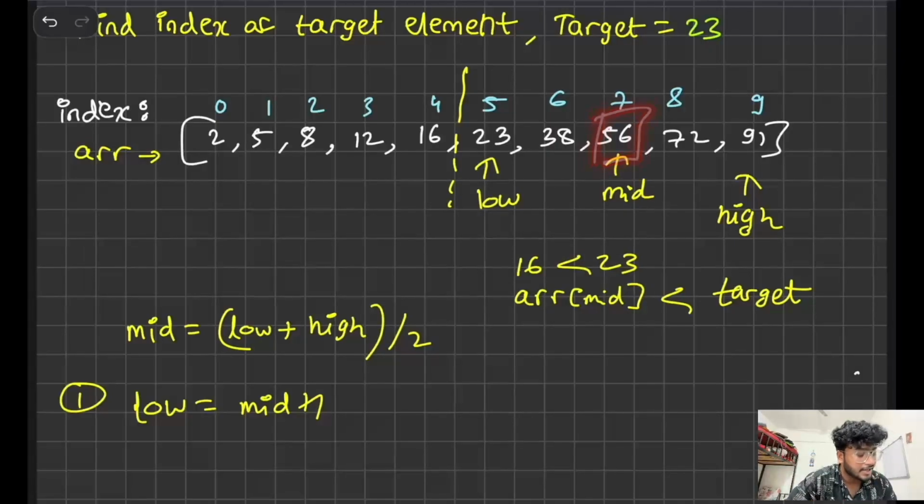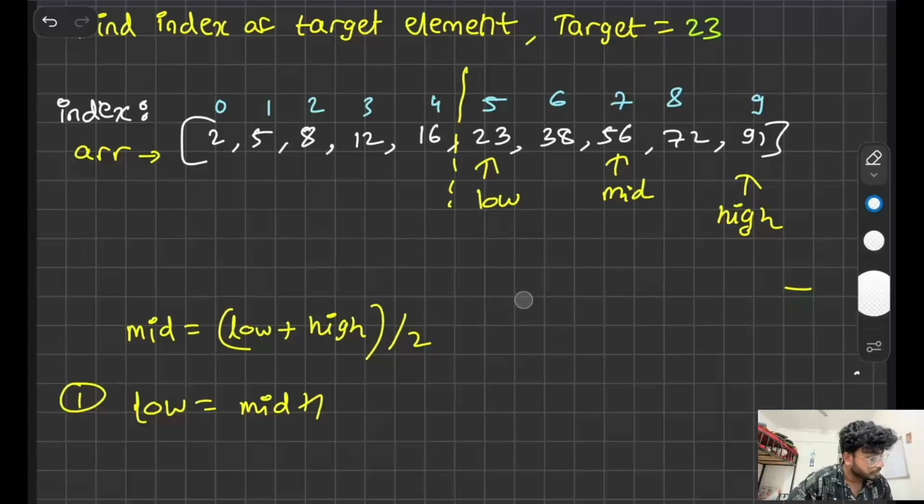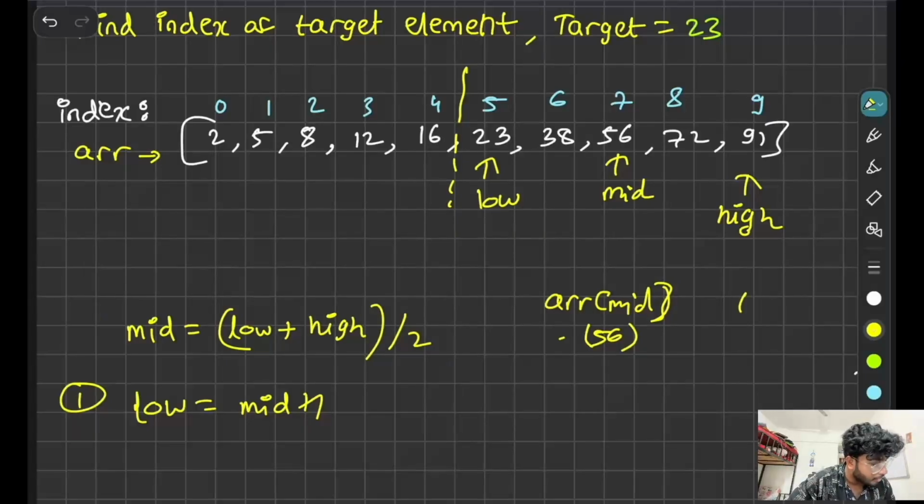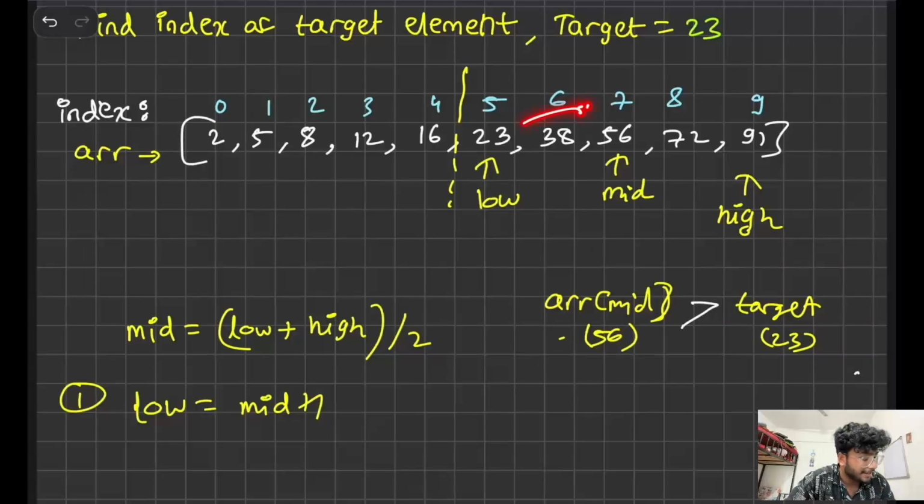So I have the 56 as mid. We have our array of mid, which in this case is 56. Now it is 56, and our target is 23. So as we know, 56 is greater than 23. So my array of mid is greater than 23. I know for sure now this is greater than 23, right? So all the elements which are greater than 56 would also be greater than my target, right? So I can eliminate this half now.